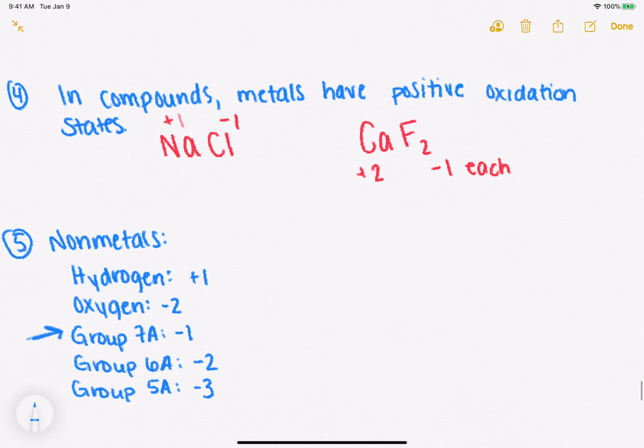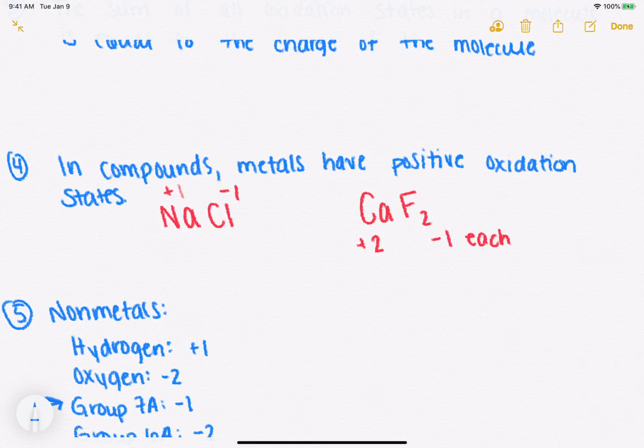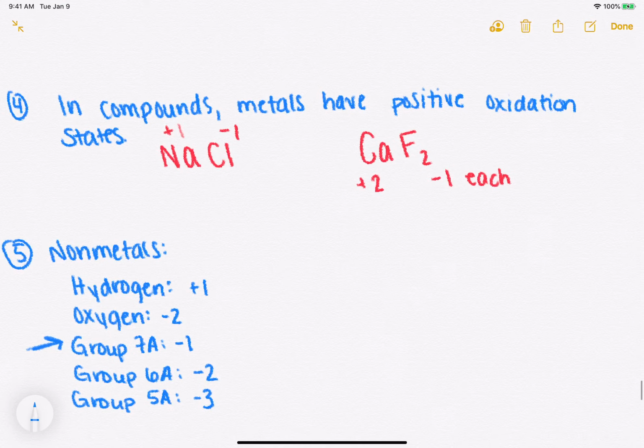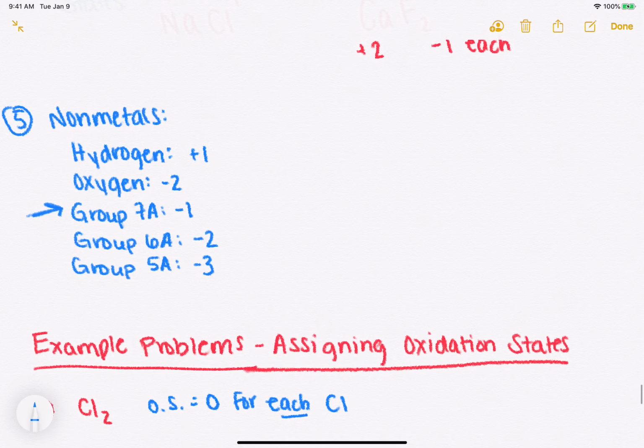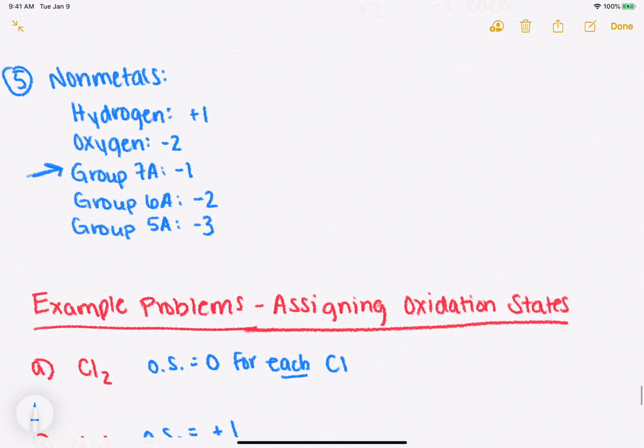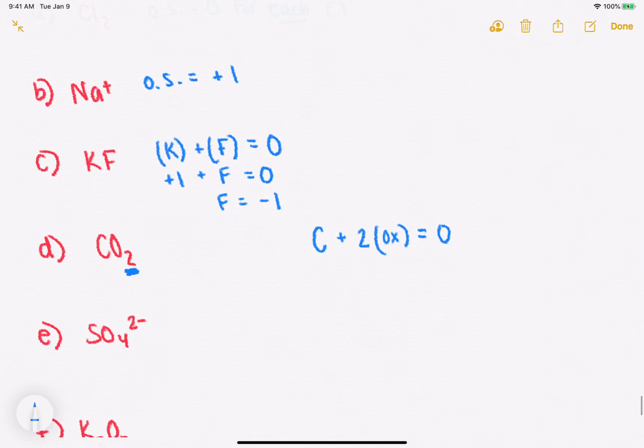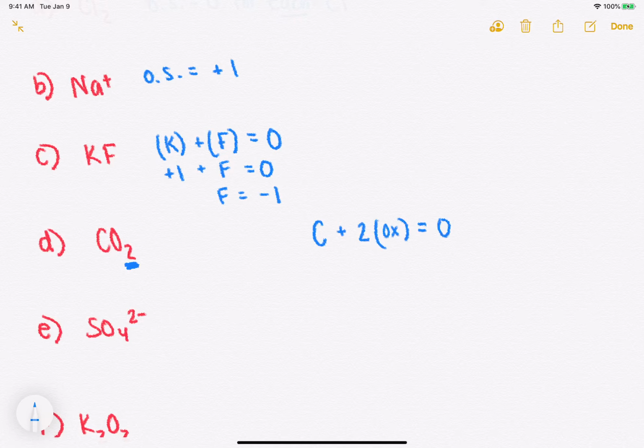So if we go back up to rule number 4, in compounds, metals have positive oxidation states. Well, neither C nor O are metals, so that can't really help us here. So now we go to the nonmetals. So we have hydrogen is +1. There is no hydrogen in this molecule. Oxygen is -2. There is oxygen in this molecule. So we have C plus 2 times -2 equals 0.